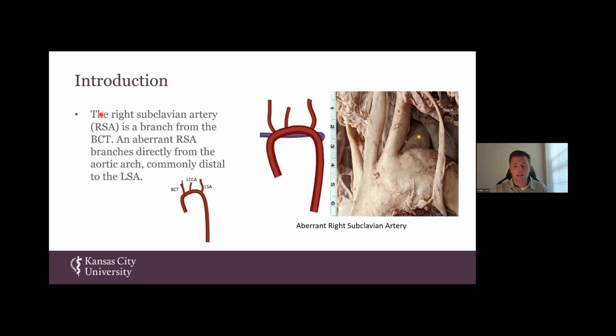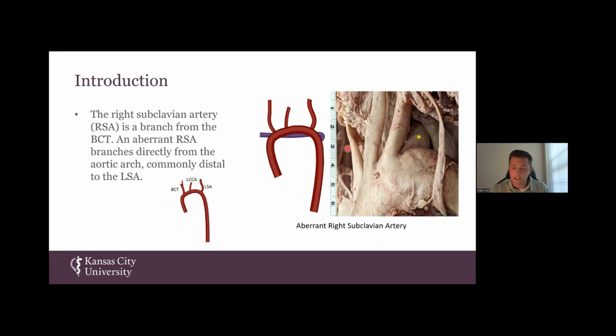And then the last variation we're going to talk about today is an aberrant right subclavian artery. If you remember, I had mentioned that the right subclavian artery is traditionally a branch from the brachiocephalic trunk, but in this variation, the right subclavian artery actually branches directly from the aortic arch, most commonly seen on the left side distal to our left subclavian artery.